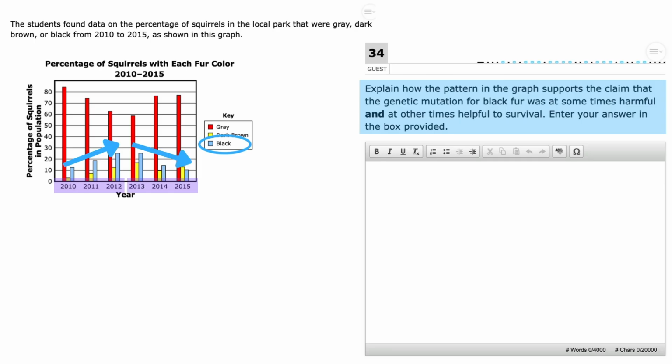However, after 2012, the percentage of black squirrels decreased, which could mean that black fur became less helpful or even harmful for survival. These changes in the population over time support the claim that the mutation for black fur affected survival differently depending on the year and conditions in the environment.